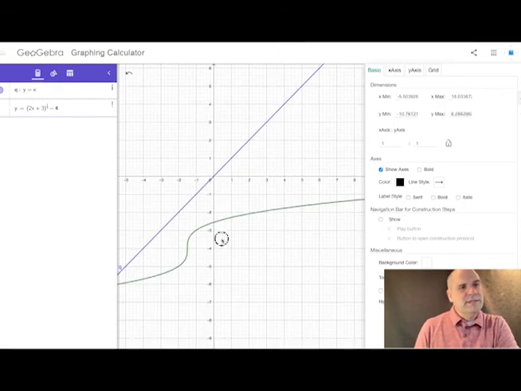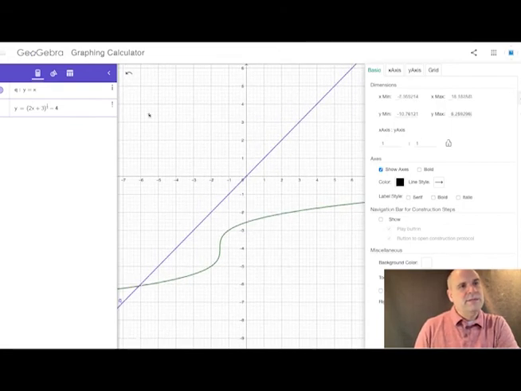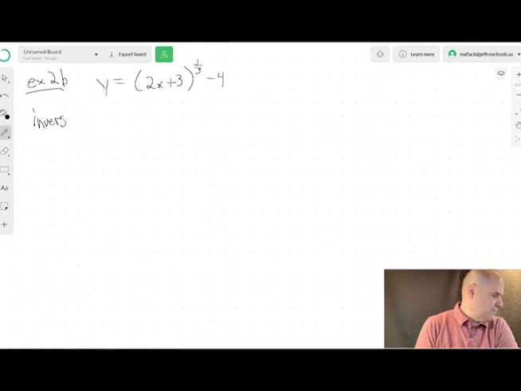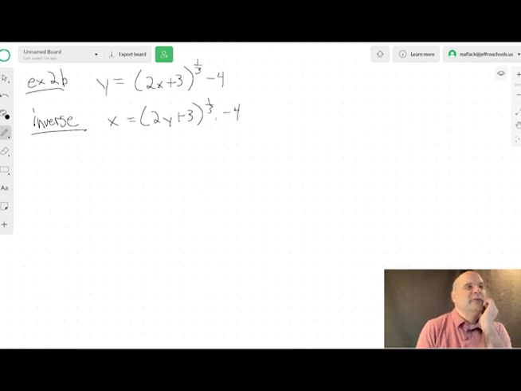So I'm guessing the inverse is going to be on the other side of that. So let's try just flipping it, okay? So let's do our inverse. Inverse is going to be x equals parenthesis 2y plus 3 all to the 1/3 minus 4. Okay, so we're going to get y by itself. So let's get rid of this extra cargo here, add 4 to both sides.